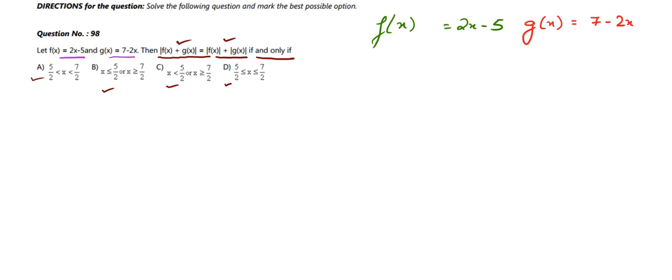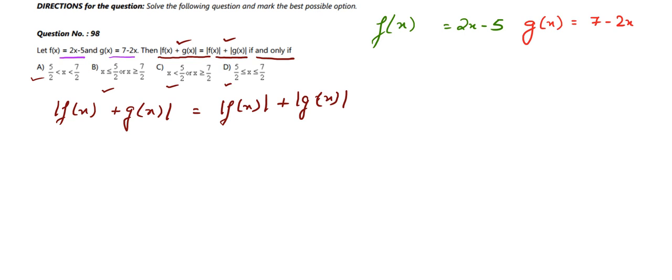So let's write our equation here. Mod of f(x) plus g(x). Okay, so x is not in mod, the whole expression is in mod. So here we have this mod equal to mod of f(x) plus mod of g(x).